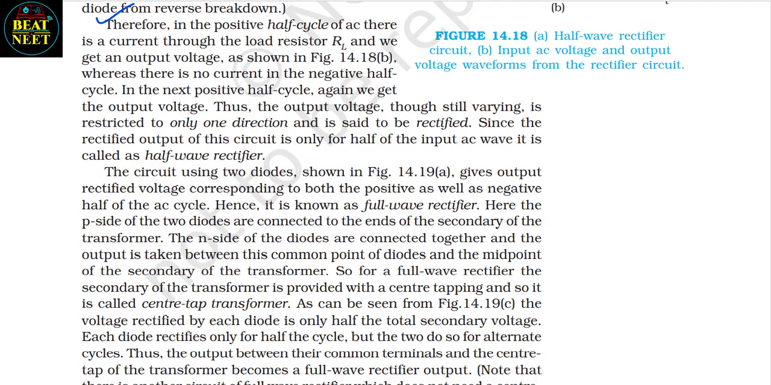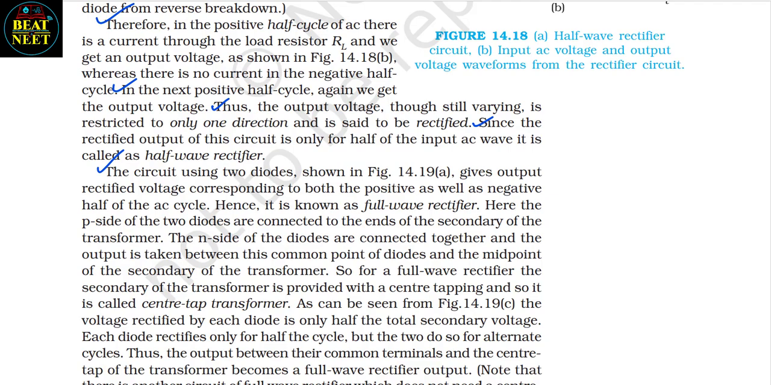Whereas there is no current in the negative half cycle. In the next positive half cycle, again we get the output voltage. Thus the output voltage, though still varying, is restricted to only one direction and is said to be rectified. Since the rectified output of this circuit is only for half of the input AC wave, it is called a half wave rectifier.